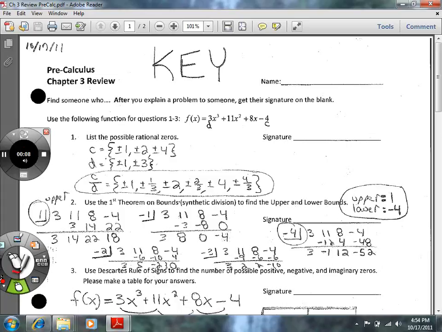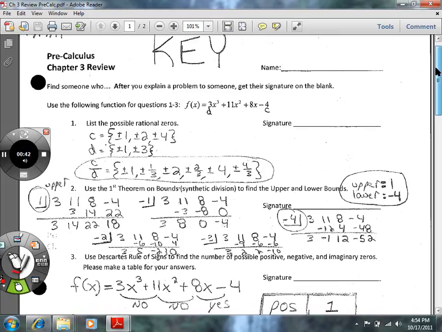So, number one, to list the possible rational zeros, you just look at the last number, the constant, which is the c, and the first coefficient, which is the d, and you list all of the factors, positives and negatives, that go into that number. So, all the factors of 4: plus or minus 1, plus or minus 2, plus or minus 4. You can see all the factors of 3. And then you just take each of those and put them over each other. So, all the factors of C over D, and that's your list of possible rational zeros. It has to be part of that list if it's going to be a rational zero.